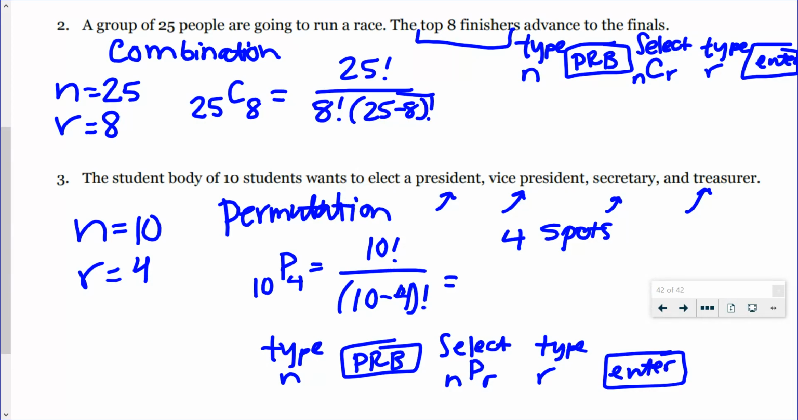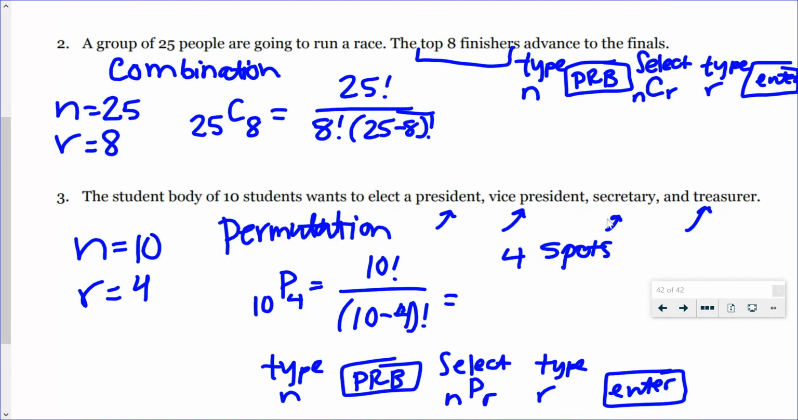Sometimes you'll have to use the calculator function. Sometimes you'll be able to, or you'll have to write out the steps. It'll depend on the problem. But that is combination and permutation. So we're looking at what those different pieces mean.